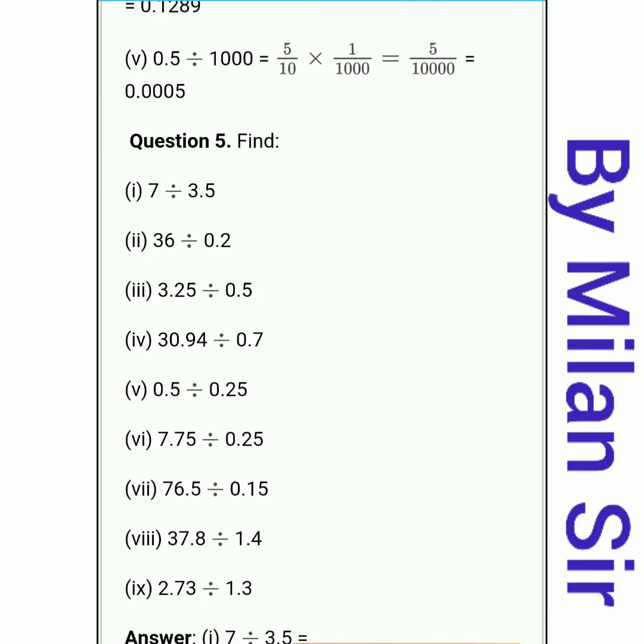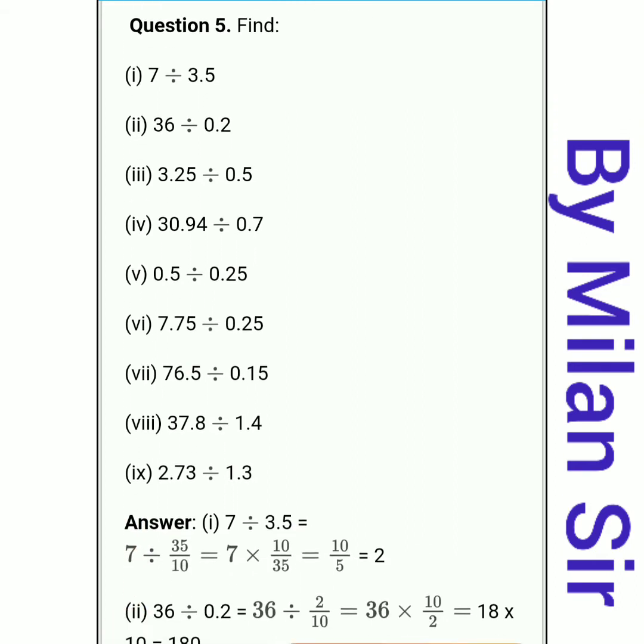In this video I will explain exercise 2.7, question number 5, internal questions 1 to 4. So let's start with question number 1. Our question number 1 is 7 divided by 3.5. First of all, we need to convert this decimal number into a fraction.